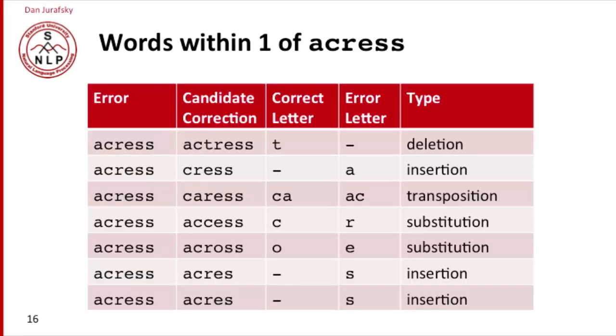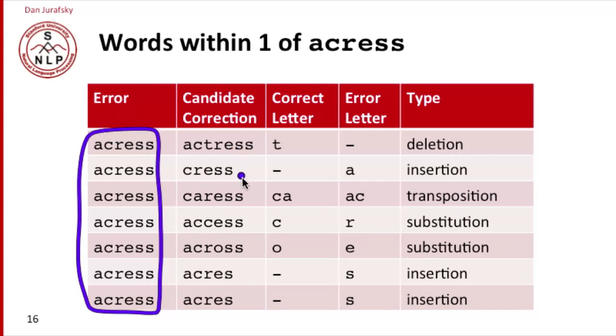So let's look at the candidates that are words within edit distance 1 of our misspelling ACRESS. So here's our error, ACRESS, and here are different possible candidates. Here's a candidate, actress. How does actress turn into acress? Well, the T turns into nothing, so T was deleted. So we have a deletion of a T. A deletion of a T turns actress into acress.